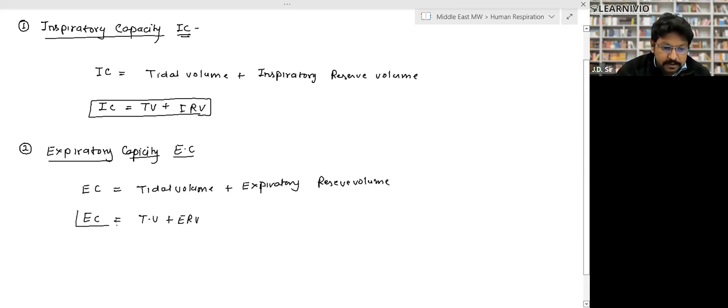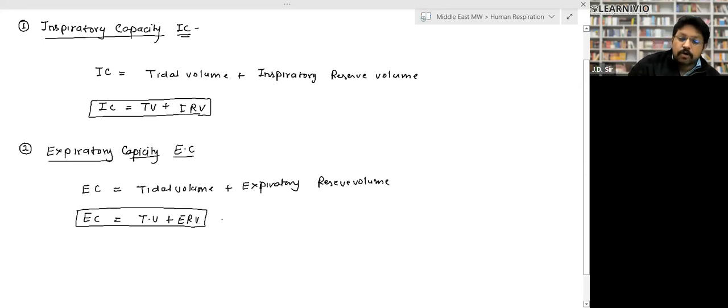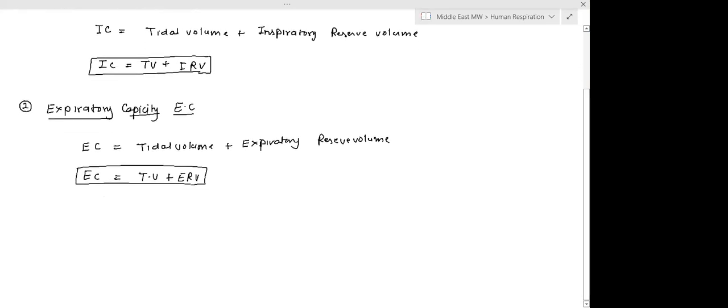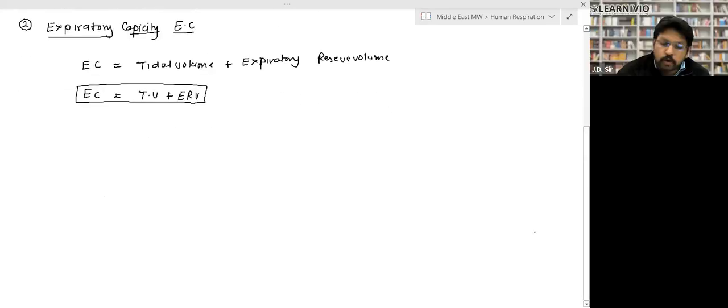Is it correct? Clear? EC and IC clear to all of you? Please tell me. Yes, sir. And keep on noting down the formulas. These volumes you have to revise minimum 4 to 5 times, right? Minimum 4 to 5 times.